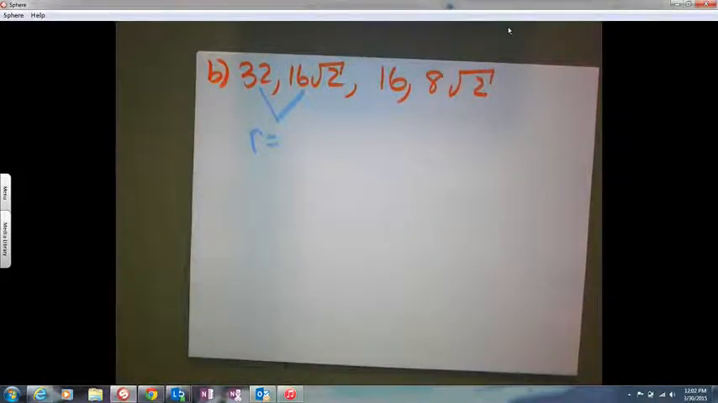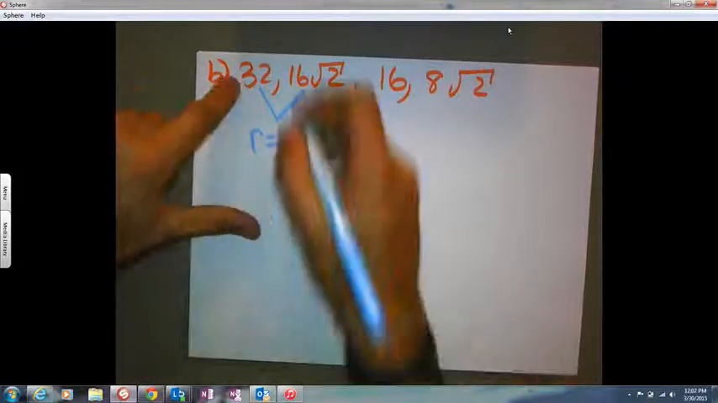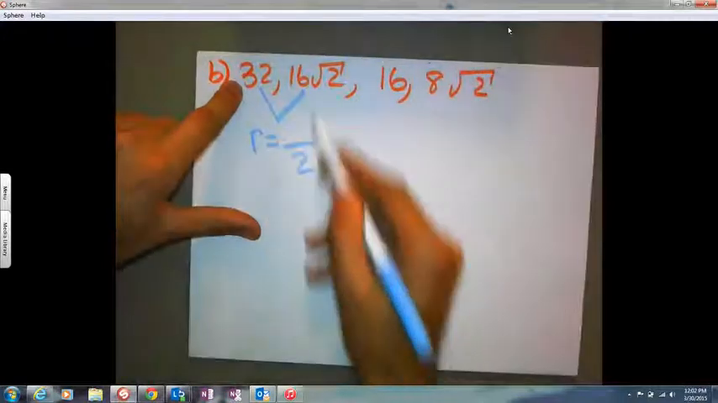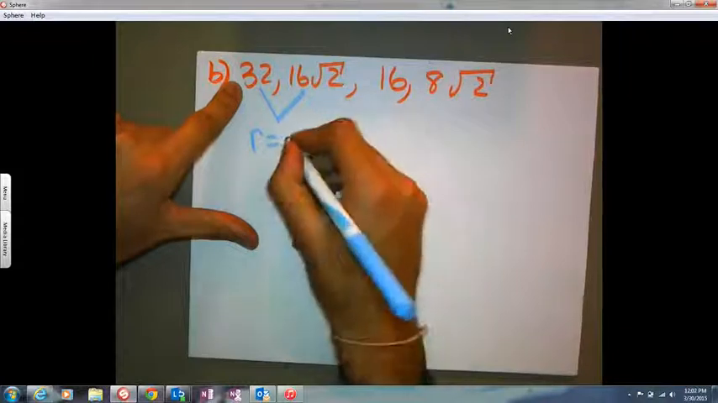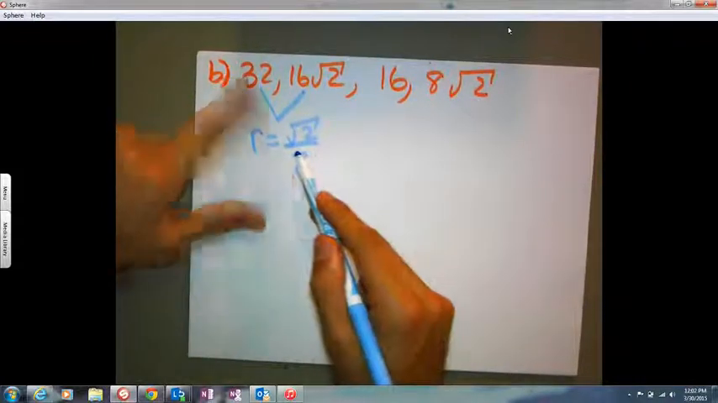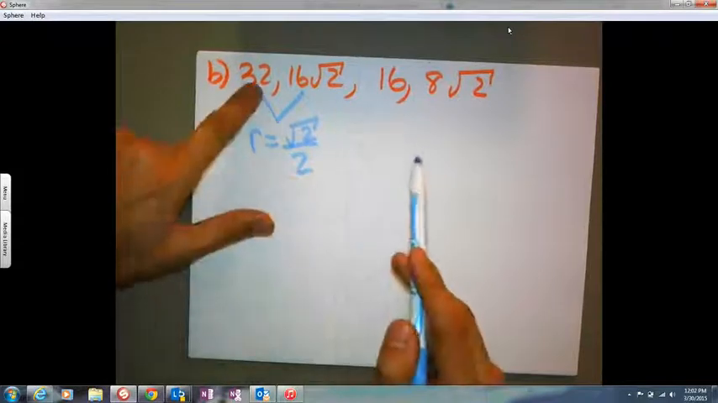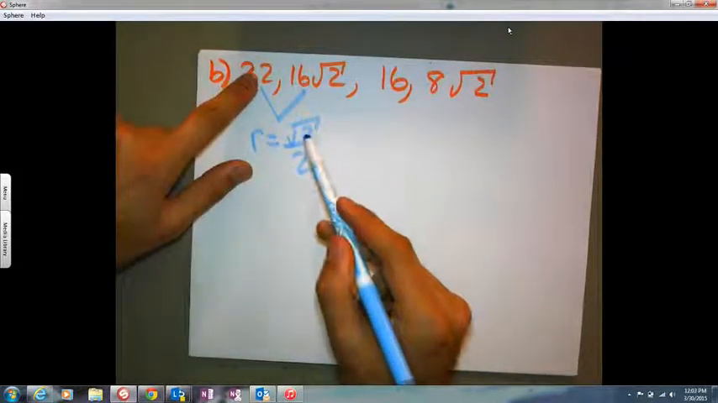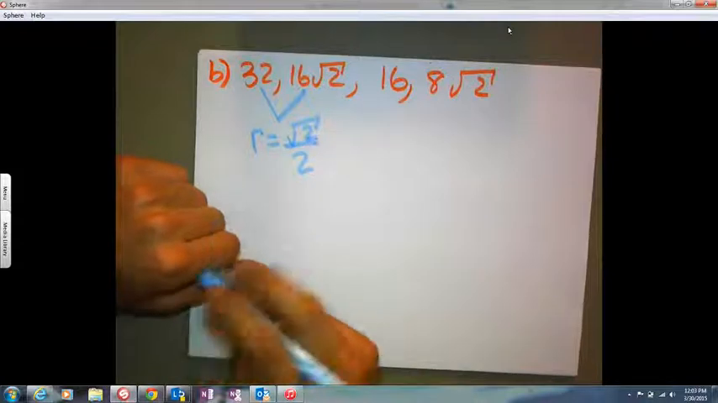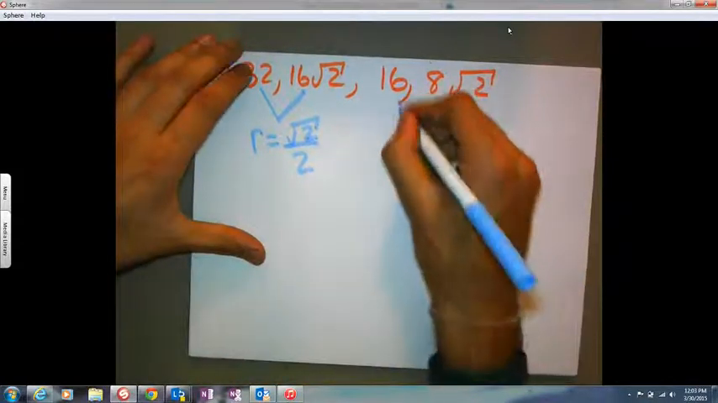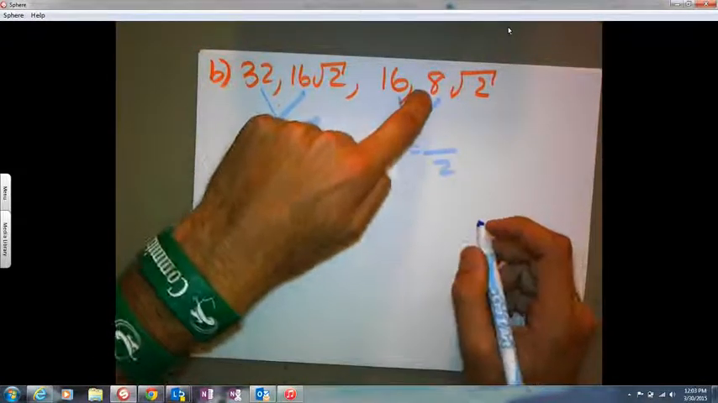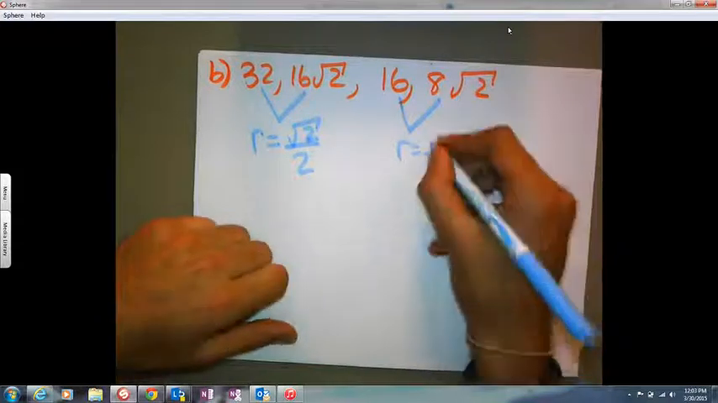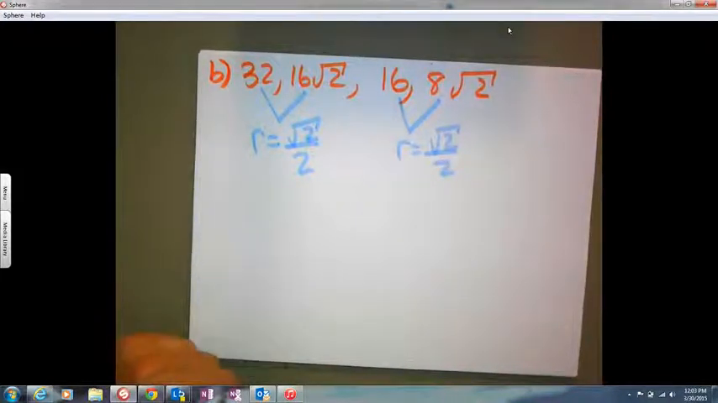How do I go from here to here? Well, I divide by 2. 32 divided by 2 gives me 16. And then I multiply the top by root 2. This times this will give me this. 32 divided by 2 is 16. 16 times root 2 is 16 root 2. Same thing from here to here. R equals divide by 2. 16 divided by 2 is 8. Times root 2. So if only the R here was the same thing, then we know it's geometric.